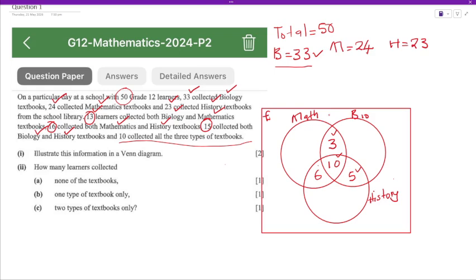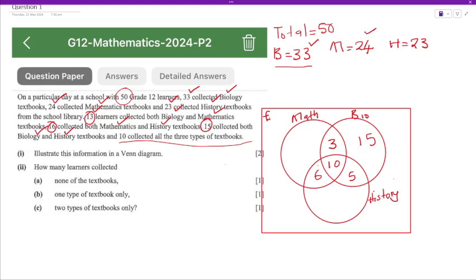So meaning the 15 is supposed to come right here, such that when you add everything inside this set, what you're supposed to get is 33, because we've been told the biology set should have 33 learners. When we add 15 plus 5 is 20, 20 plus 10 is 30, 30 plus 3 is 33. When things are looking this way, you know you're heading in the right direction. Okay, we are done with biology.